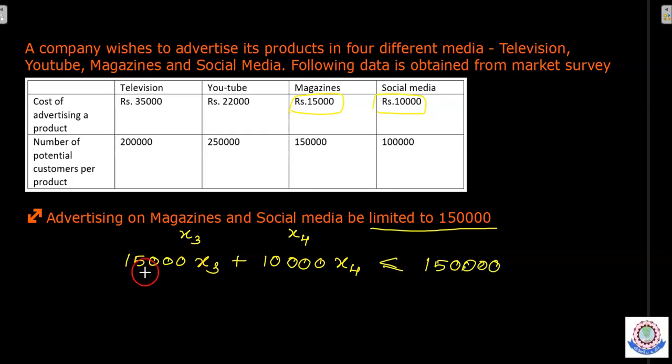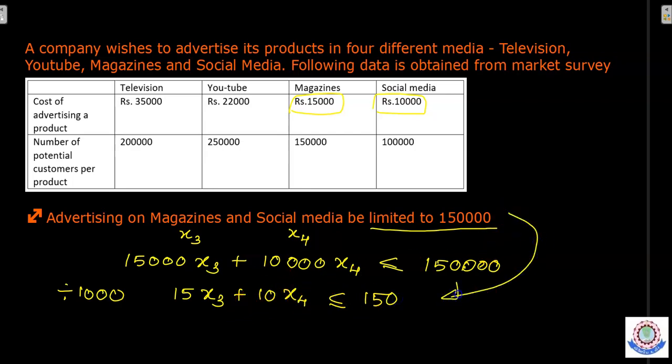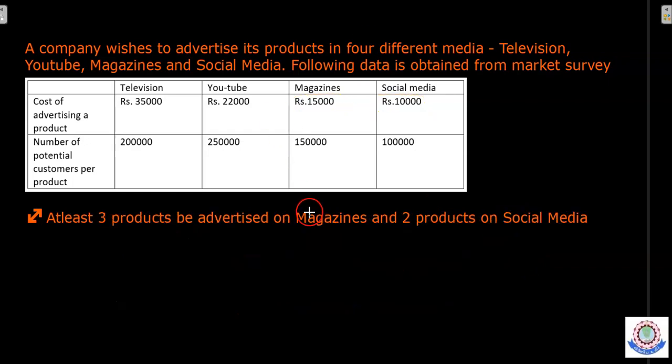Again, we can reduce this equation by dividing it by 1000. So I am getting 15x3 plus 10x4 should be less than or equal to 150. So this is the mathematical model for this particular constraint. Let us consider the next constraint.